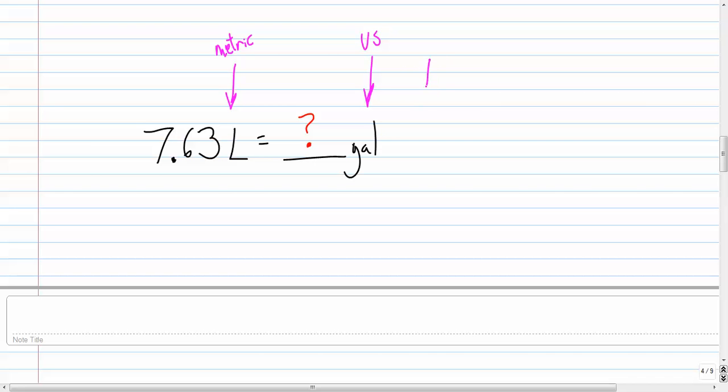Gallons are bigger, so I'm going to say that 1 gallon equals 3.79, more or less, 3.79 liters. I could do it the other way.